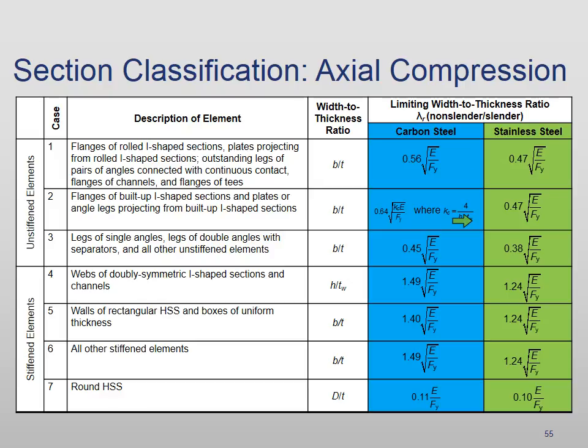And if we look for the stiffened elements, we can see the webs of doubly symmetric I-shaped sections and channels, 1.49 for carbon steel, 1.24 for stainless. And down to the round hollow structural sections, 0.11 versus 0.10.